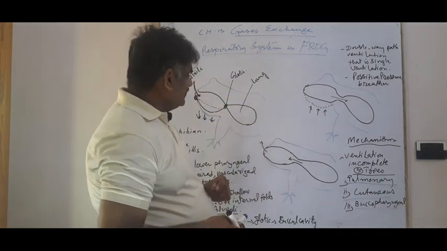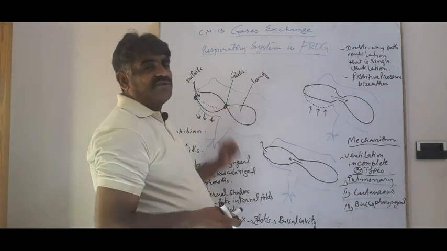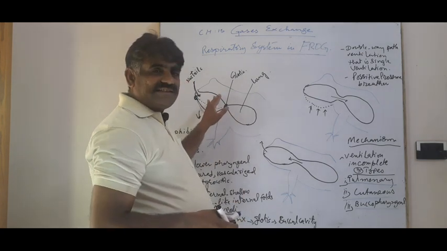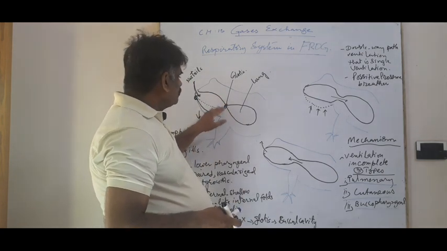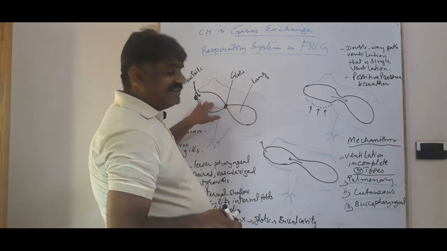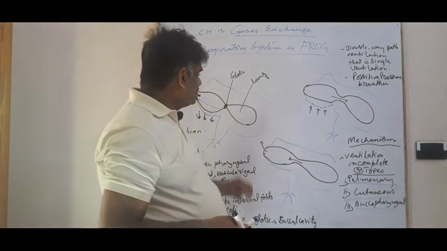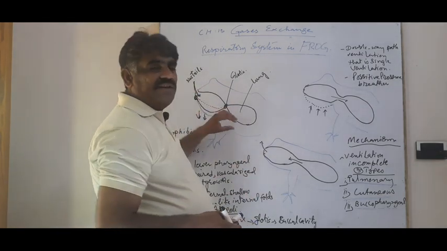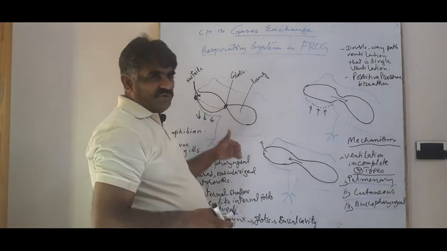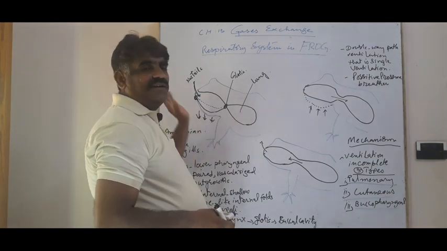The first tube-like structure which arises from the lungs is called the bronchi, and the bronchi enter into the larynx, and the larynx, through the glottis, opens into the buccal cavity. This is actually a pathway, or you may say a passage, of air flow both inside the lungs and outside of the lungs.